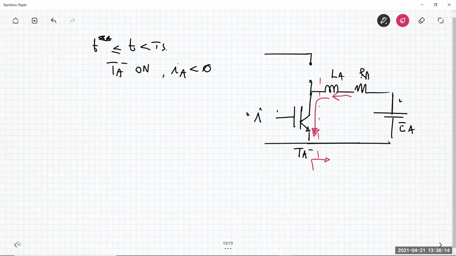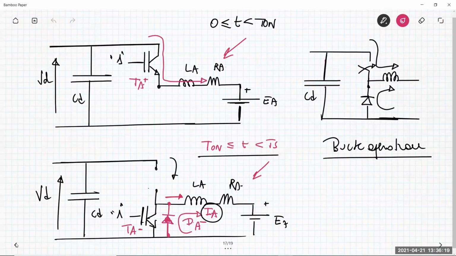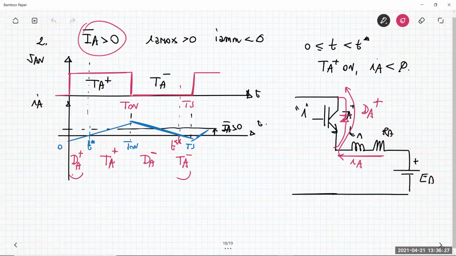It's not a pure buck mode, because in the pure buck mode you have Ta plus, like here, and Ta minus operating like in this way. But as you can see here, most of the time interval is exactly Ta plus Da minus. So this is called mainly buck operating mode, or motoring mode again. It's mainly buck because it's not a pure buck operating mode. There is also contribution from the conduction of Da plus and Ta minus.